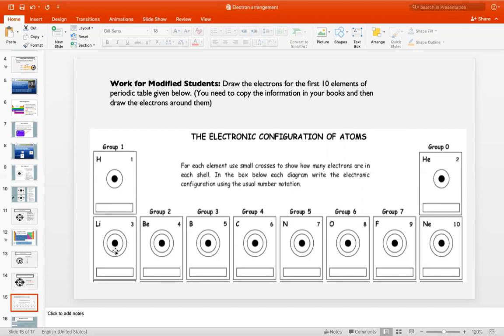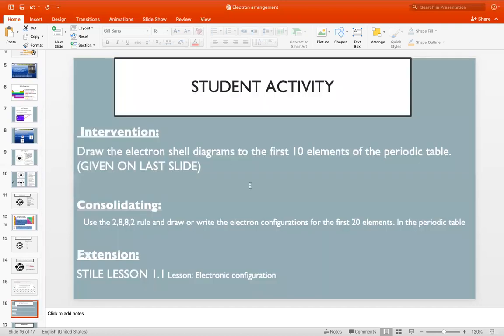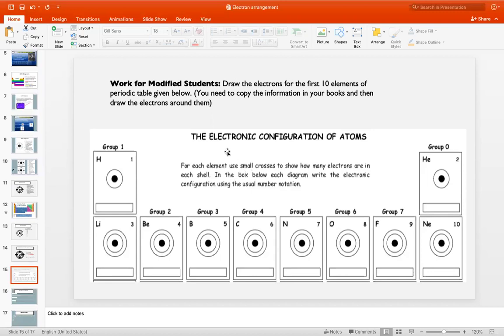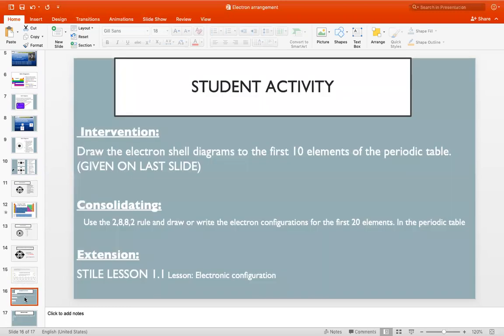Let's do this one, lithium, 3. In the first shell, only 2 electrons will go. So you just write 2 here, comma, and then the 1 remaining will go to the next one. So you write 2, comma 1. And so on, okay? So try those yourself for modified students, and the rest of you can do the first 20. I would reckon you copy that diagram in your books and then do it, because you cannot write on this.